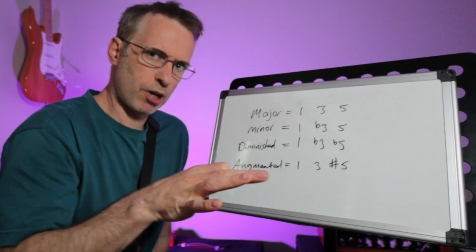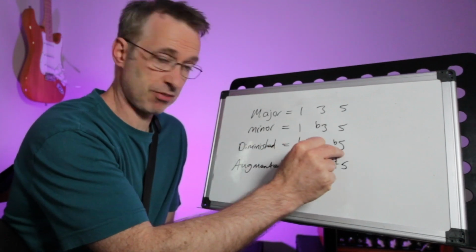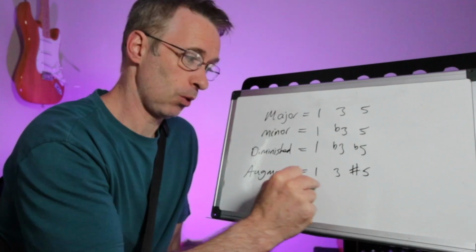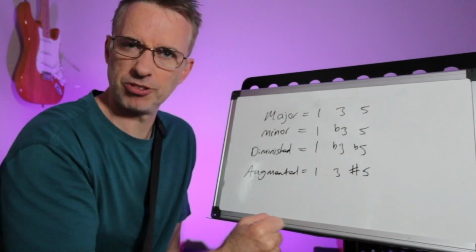There's two more we're not going to worry about much in this video, but for the sake of completeness, a diminished chord is a 1, flat 3, flat 5, or 1, minor third, diminished fifth, and an augmented chord, a 1, a major third, and an augmented fifth, or 1, 3, sharp 5.